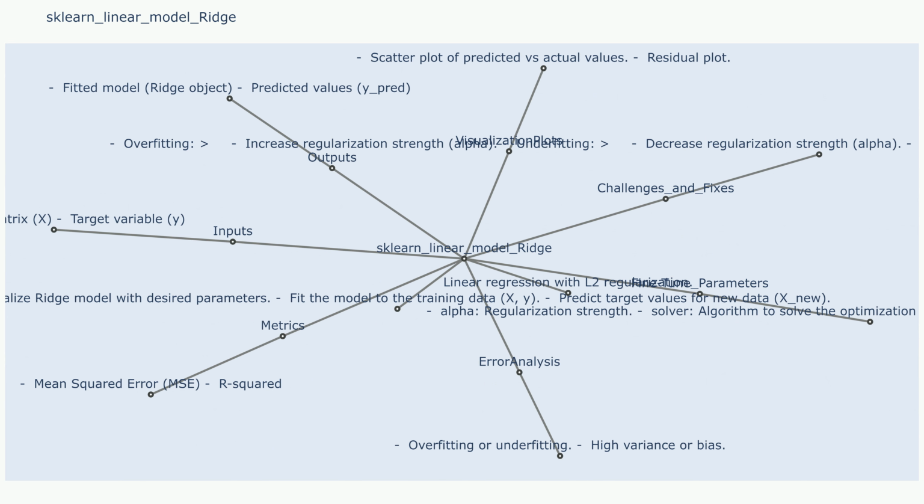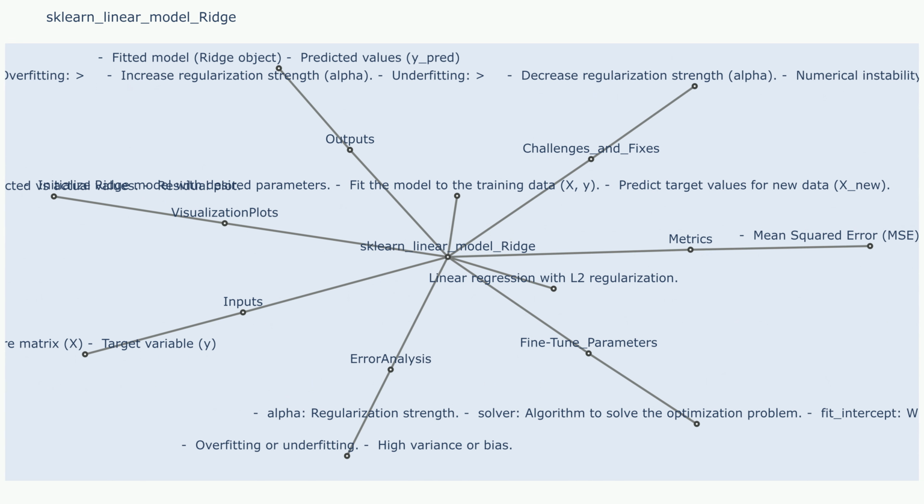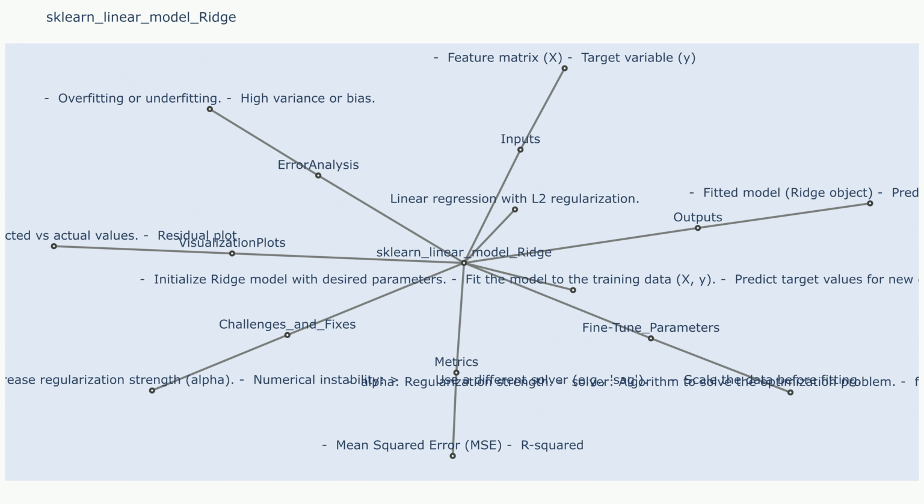Challenges and fixes. Challenge 1: overfitting. Sample use case that resulted in challenge 1: when the number of features is large and the features are highly correlated, the model may overfit to the training data. Fixes to challenge 1: increase the value of alpha. This will shrink the coefficients towards zero and reduce overfitting.